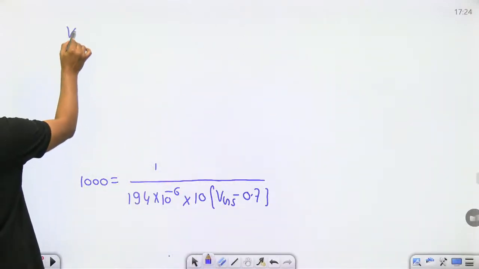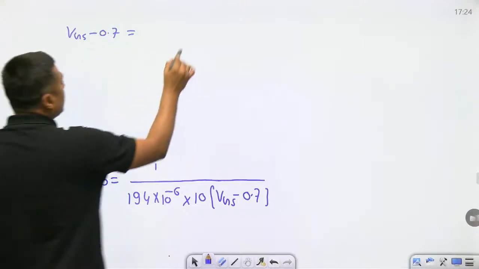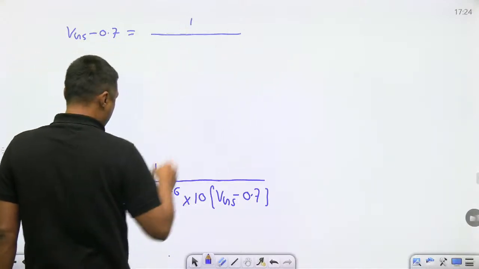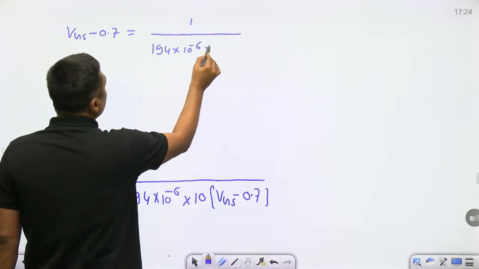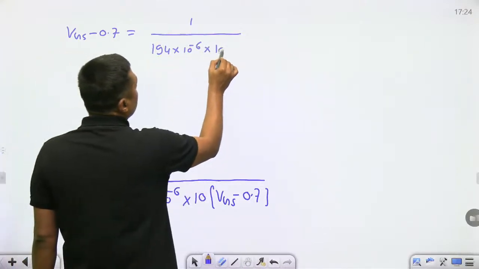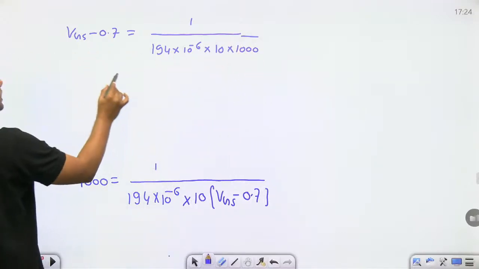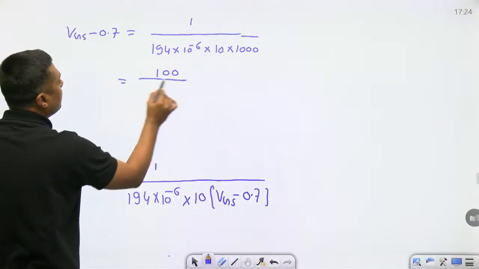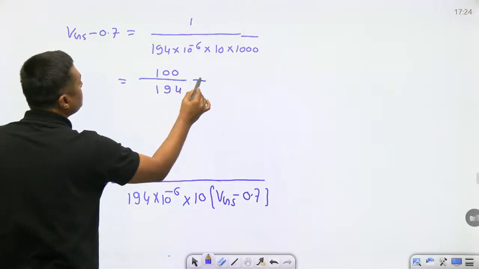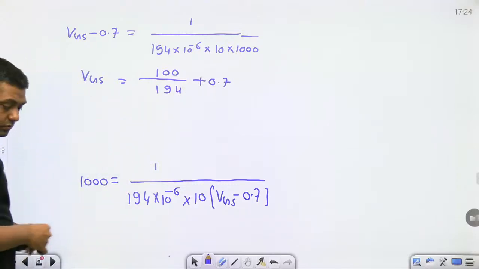If you want VGS minus VT, then it will become 1 divided by 194 into 10 raised to power minus 6 into 10 into 1000. This is the 1000, and it will become 100 divided by 194. So VGS is 100 divided by 194 plus 0.7. This is the value of VGS required for the resistor.